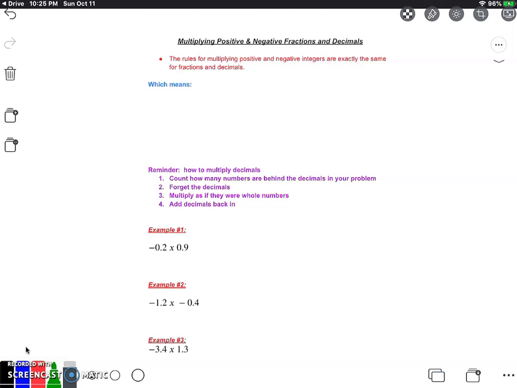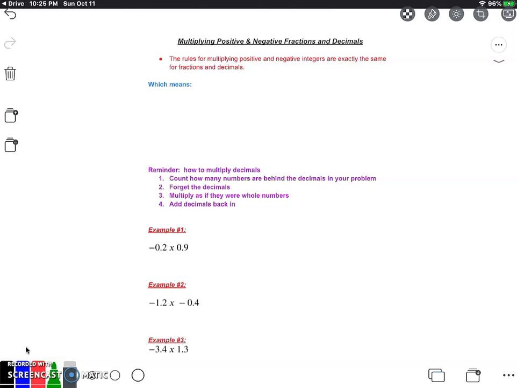In the first two videos, we talked about multiplying and dividing fractions. In this particular video, we're going to talk about multiplying decimals, and then in the next one, we're going to talk about dividing decimals. So let's jump right into this.